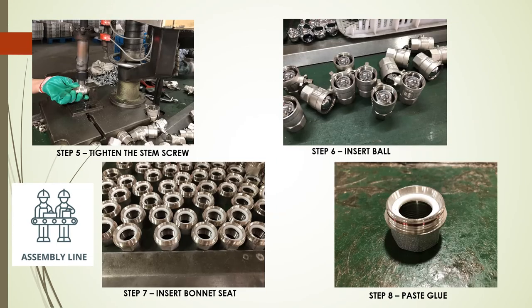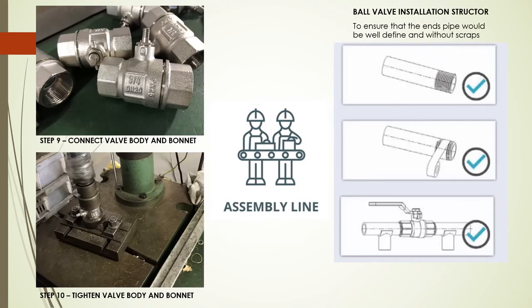Step 5, tighten the screw. Step 6, insert bolt. Step 7, insert bonnet seat. And step 8, paste glue. Step 9, connect valve body and bonnet. And step 10, tighten valve body and bonnet using the hydraulic press. Here we can see the ball valve installation structure, to ensure the end pipe will be well defined and without scrap.